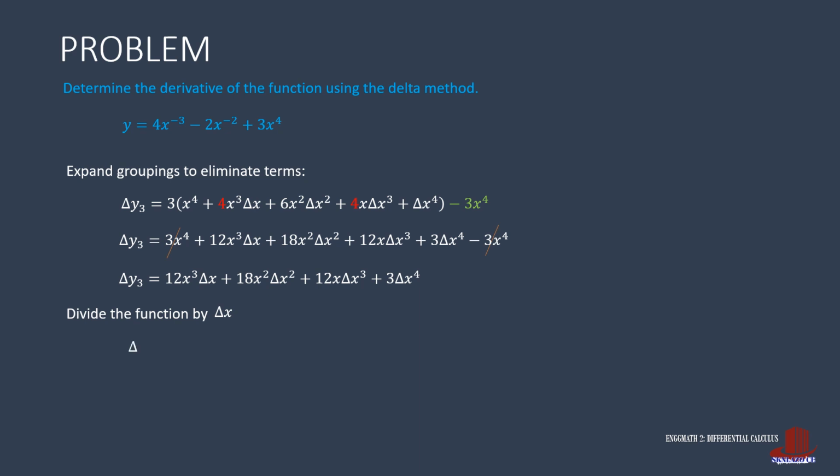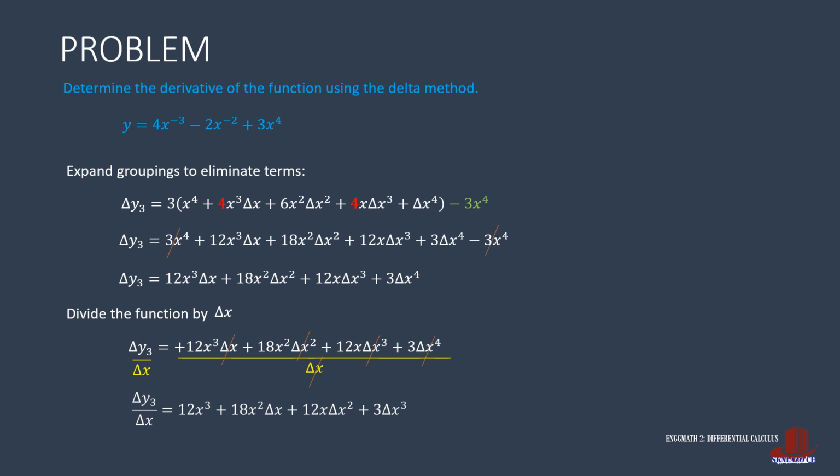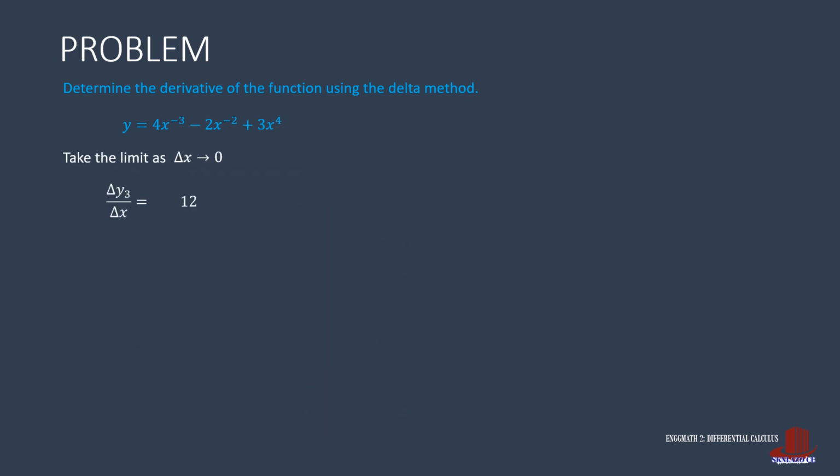Next is to divide the function by delta x, where there are deltas that can be cancelled out, reducing the function into 12x cubed plus 18x squared delta x plus 12x delta x squared plus 3 delta x cubed. The last step is to take the limit of the function as delta x approaches 0. The terms with delta x then are zeroed out, leaving delta y over delta x as 12x cubed.